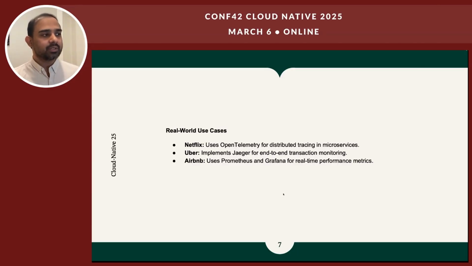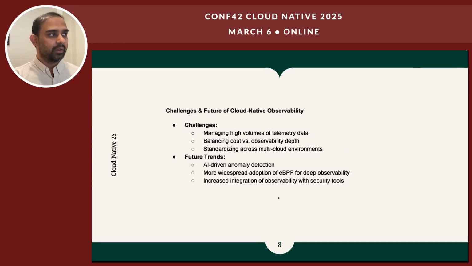Some of the real world use cases, as I mentioned: Netflix uses OpenTelemetry for their distributed tracing in microservices. All the microservice interdependencies are measured using OpenTelemetry to identify potential bottlenecks when handling requests, and at which specific microservice there is a potential issue. Same with Uber, it implements Jaeger for end-to-end transaction monitoring. Airbnb uses Prometheus and Grafana for real-time performance monitoring.